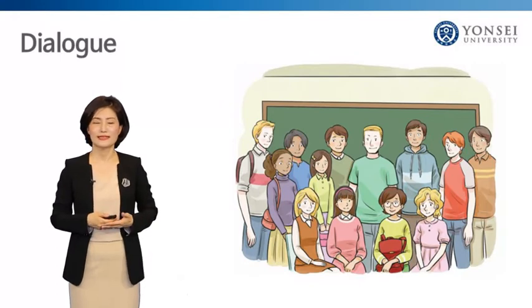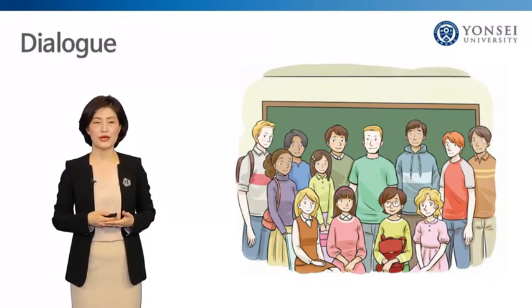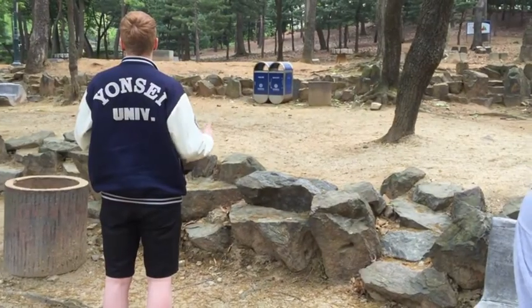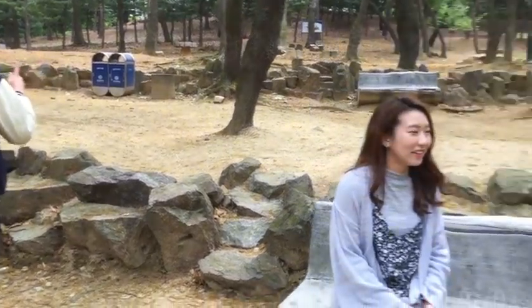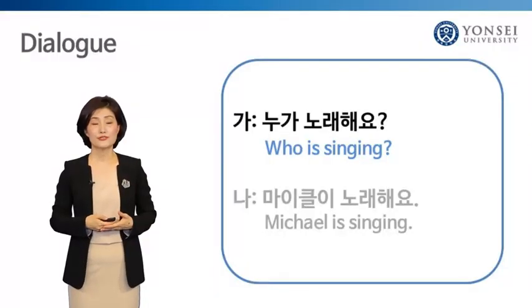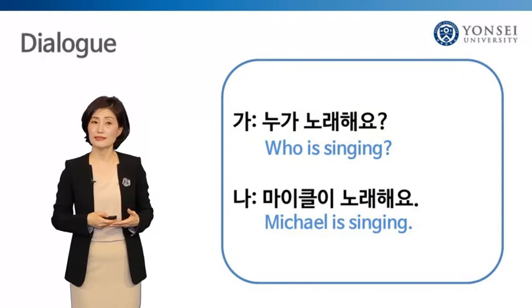Well done! Now it's time to do some speaking practice using the verbs we have learned. First, take a look at the dialogue. 누가 노래해요? 마이클이 노래해요. The first person asked, 누가 노래해요? Who is singing? And the other person answered, 마이클이 노래해요. Michael is singing.